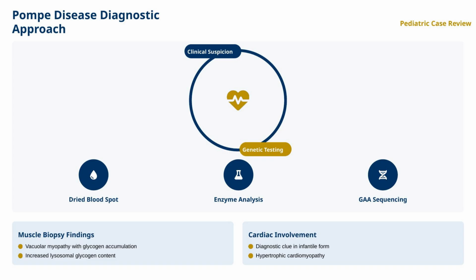Pompe disease diagnosis follows a systematic approach starting with clinical suspicion based on symptoms like muscle weakness, cardiomegaly, and respiratory issues. The diagnostic pathway includes dried blood spot testing as initial screening, followed by enzyme analysis to measure acid alpha-glucosidase activity. Genetic testing through GAA gene sequencing provides definitive diagnosis. Muscle biopsy may show vacuolar myopathy with glycogen accumulation, while cardiac involvement, particularly hypertrophic cardiomyopathy, serves as a key diagnostic clue in the infantile form. Different diagnostic approaches are used for infantile versus late-onset forms.